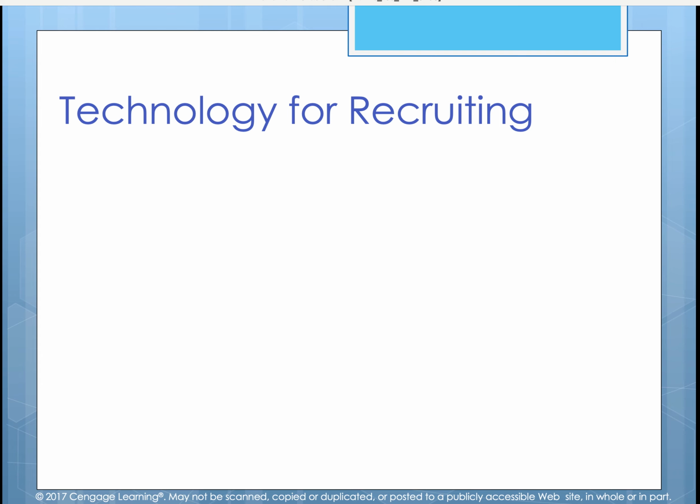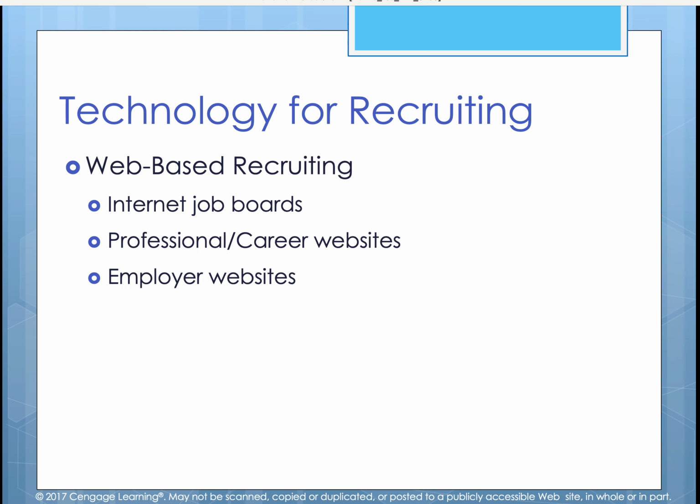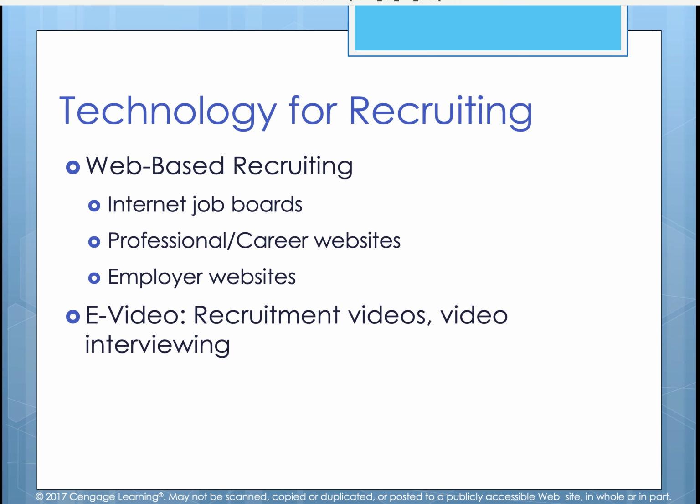The same is true for Facebook. So, web-based recruiting, of course, we have our internet job boards that are beneficial, our professional and career websites, and then, of course, your company's own website can have a dedicated portal to recruitment and possibly even a funnel through the application process.